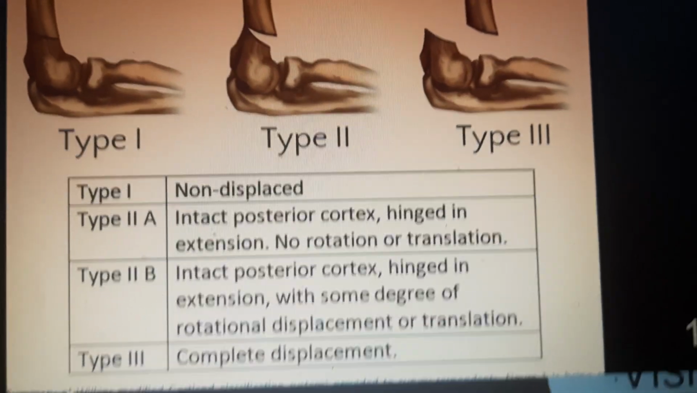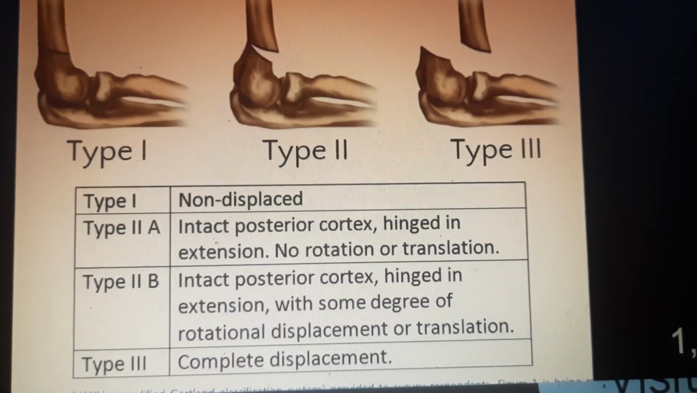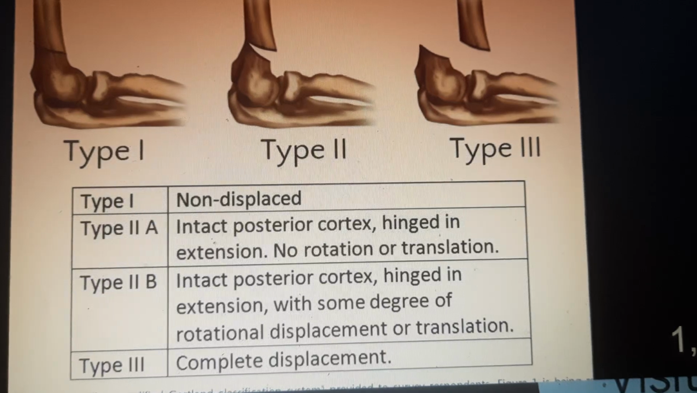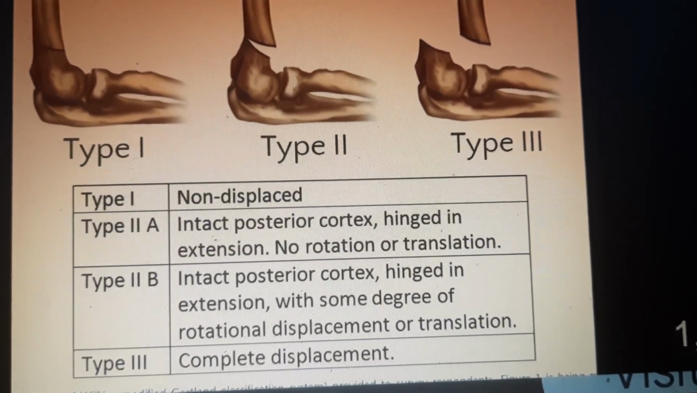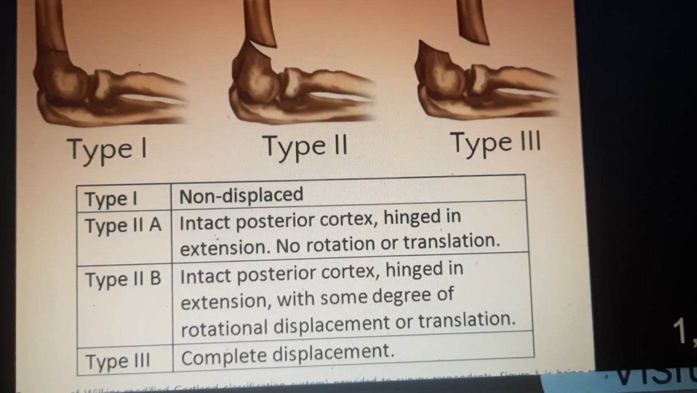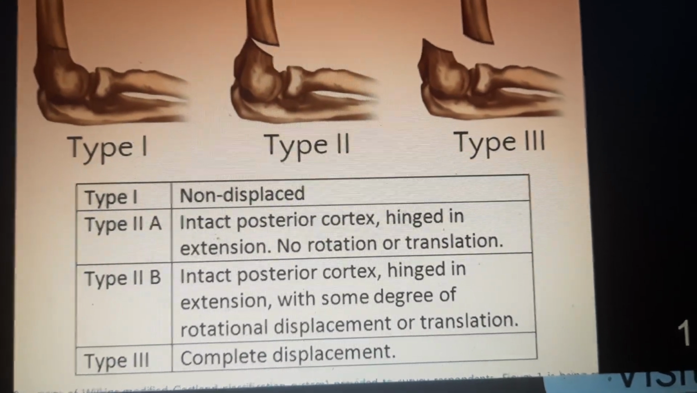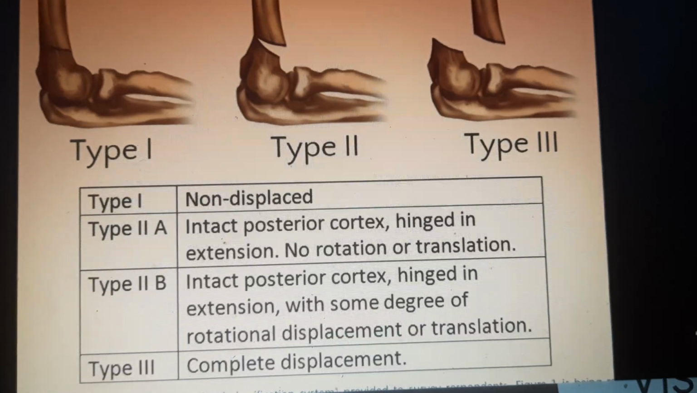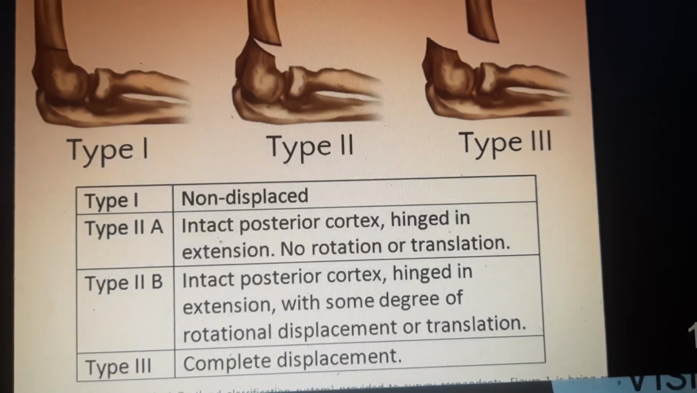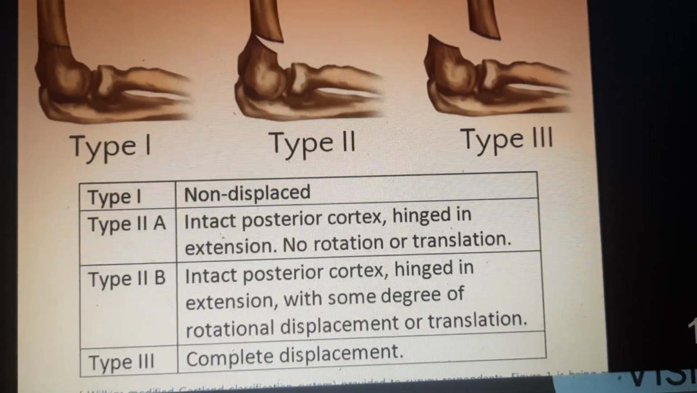And type 3 is complete displacement. It is completely displaced, with displacement of the distal fragment. Although it is not shown here, type 3 is also further divided into 3a and 3b. In 3a there is posteromedial displacement, whereas in 3b there is posterolateral displacement.